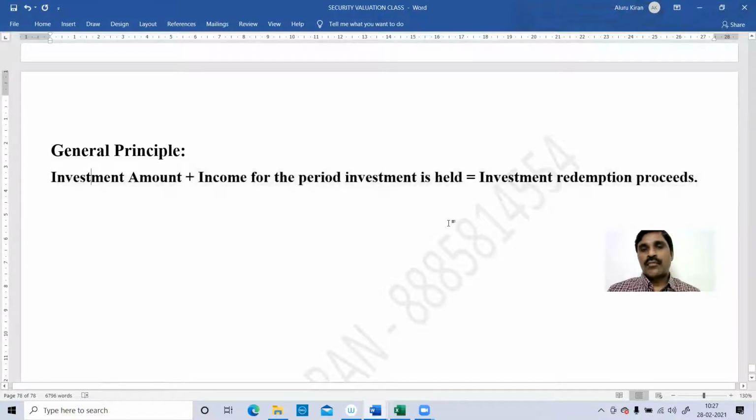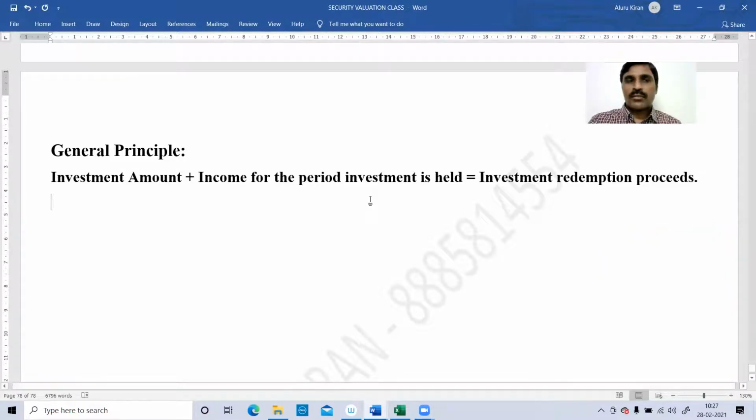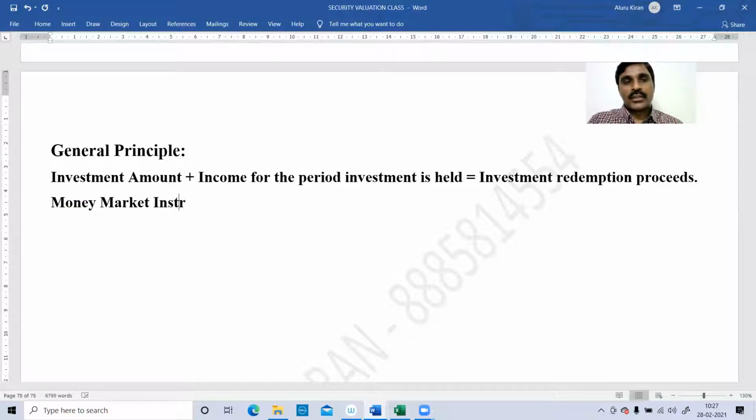Investment amount plus income for the period the investment is held is equal to redemption proceeds. This is a general principle. Now, if we convert the same principle into money market terminology, the terminology will change, but the concept will be the same. Whether you are using it generally or for the money market instruments, the fundamental principles will be the same. Only the nomenclature or the terminologies will change.